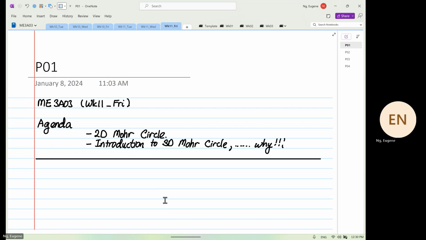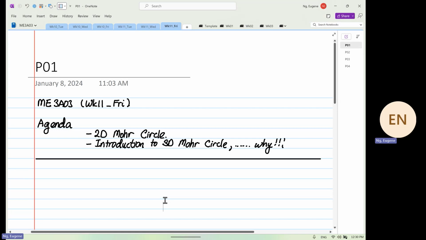Okay. So I want you to appreciate what we can do with 2D. And then we're going to move over to 3D. The why is to show you the limitation of 2D Mohr's circle.